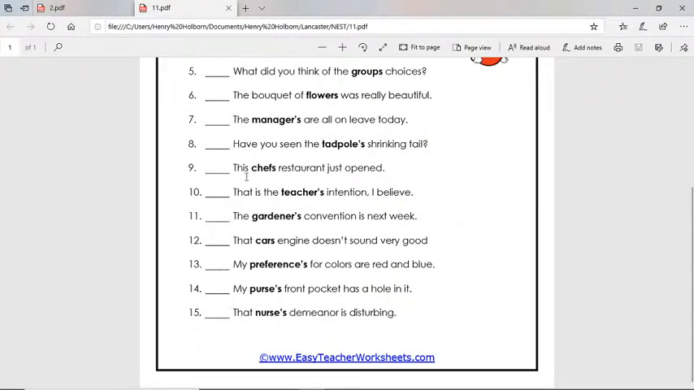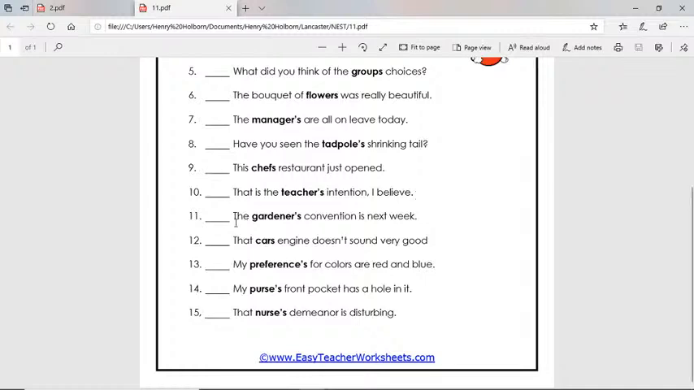Question 9. This chef's restaurant just opened. Thinking about the use of possessive. Question 10. That is the teacher's intention, I believe.